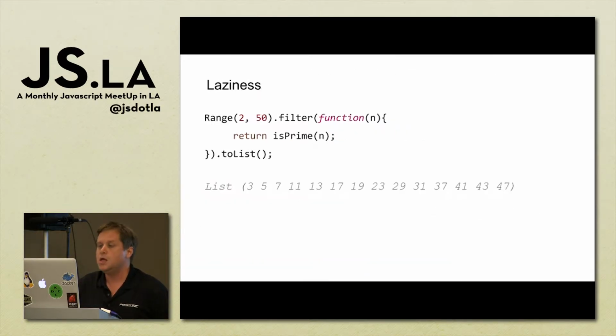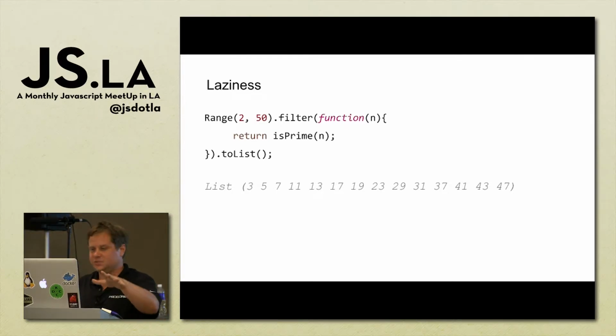Okay, cool. So the other technique I'm going to talk about tonight is laziness. Laziness is very, very cool. That's when you do list operations and they don't actually fire off or execute until later. So here, this range function, that's built into Immutable JS. It gives me a range between 2 and 50. Dot filter is going to return another list which contains anything for which this inner function here returns true.